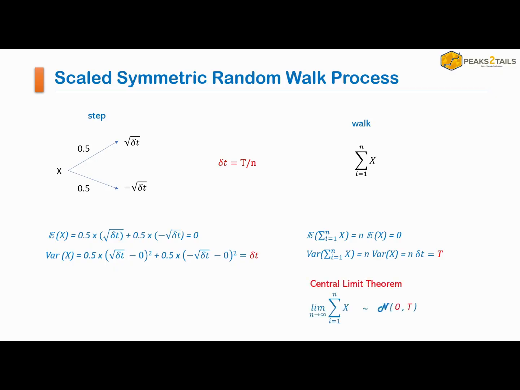And again, if we use central limit theorem, so basically if we just increase number of steps infinitely, then the distribution of the walk will approach a normal distribution with mean 0 and variance that scales with time, not steps. The process has to be step agnostic. It should depend only on time.